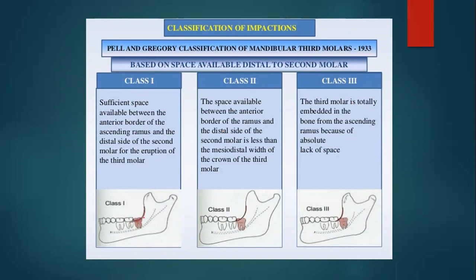In class 1, you can see that the amount of space is sufficient, available between the anterior border of the ramus here and the distal side of the molar. So for the eruption of the third molar, the third molar can easily erupt here.